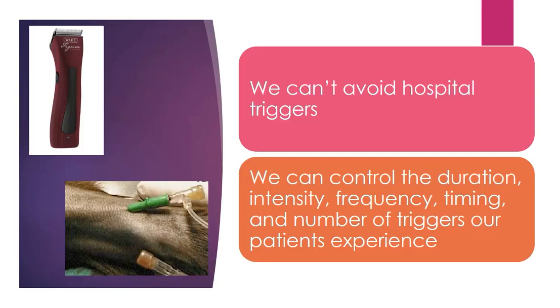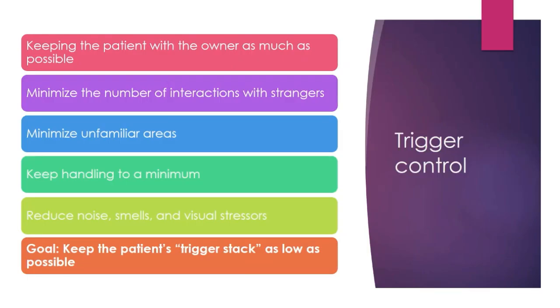So we can't avoid hospital triggers. These are life-saving procedures that we have to do to our patients, but we can control the duration, intensity, frequency, timing, and number of triggers that they do experience. So how do we control some of these triggers? We can keep the patient with the owner as much as possible. We do not have to tear them away unless we absolutely need to. Anytime you can bring them back to their owner, go for it. Minimize the number of interactions with strangers. Sometimes that's unavoidable. Minimize their unfamiliar areas. Again, sometimes unavoidable. But also keep handling to a minimum.